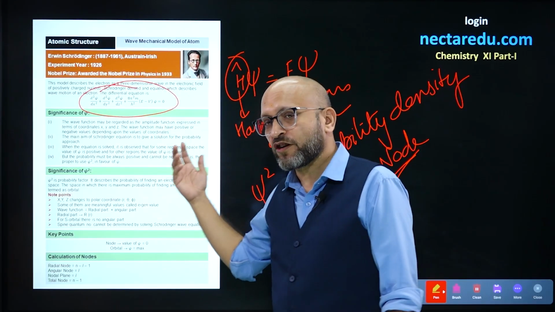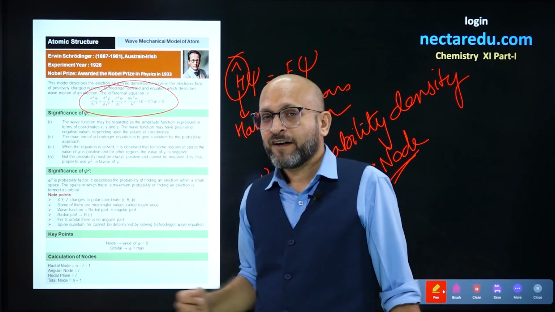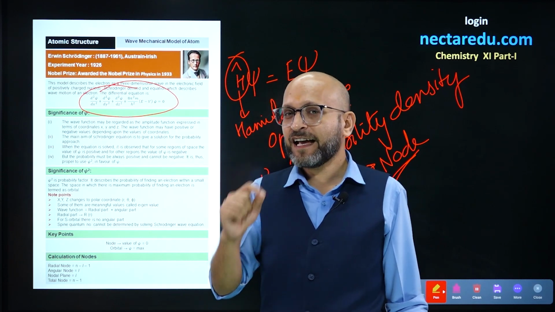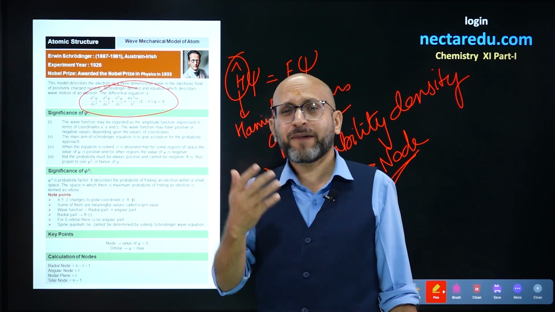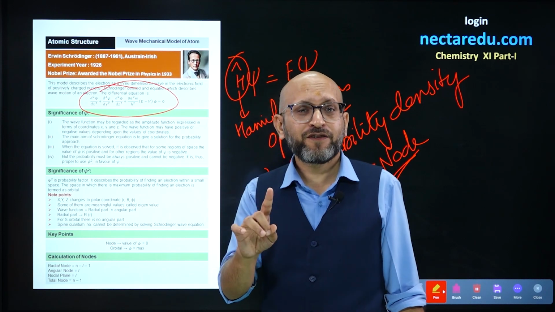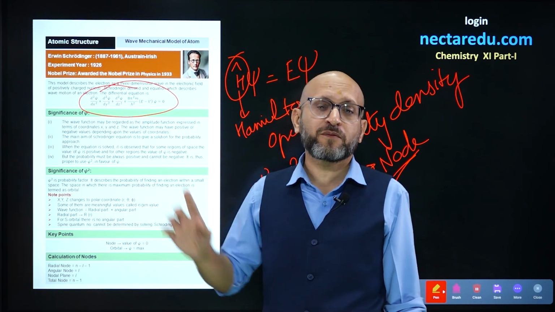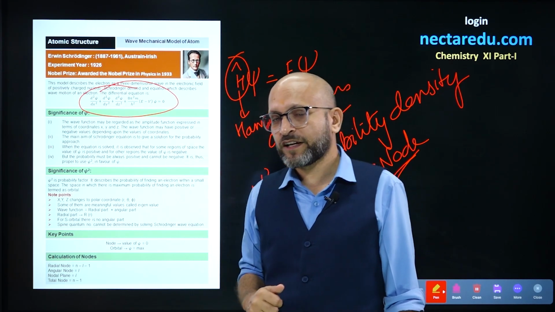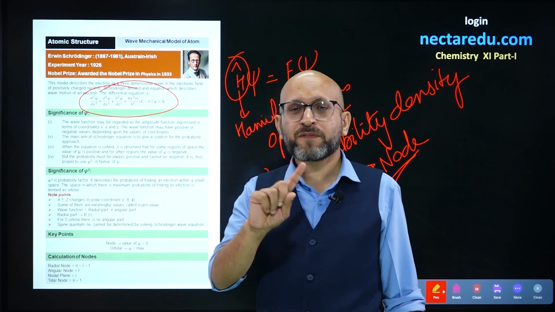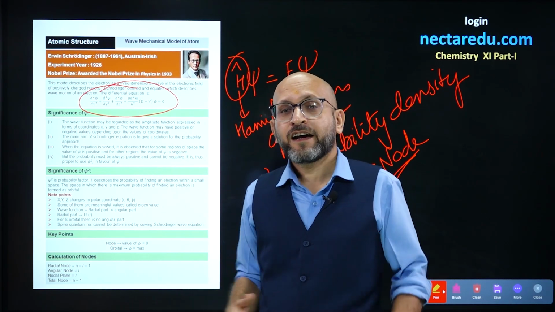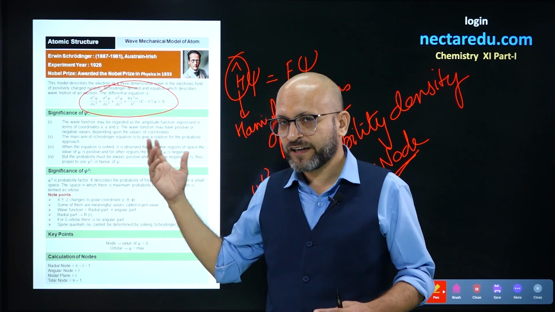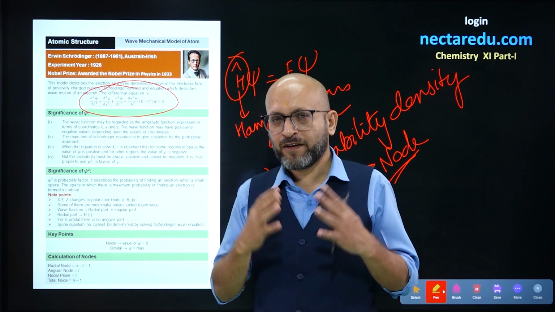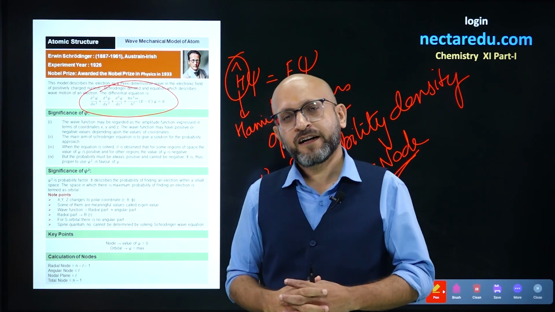From the solutions of this wave equation, we could find quantum number values: principal quantum number n, azimuthal quantum number l, magnetic quantum number m, but we do not get a solution for the spin quantum number from this model. So the first three quantum numbers are calculated from the solution of the Schrodinger wave equation, but the spin quantum number value is not calculated from it. So that is what we could discuss over here. We will be elaborating on quantum numbers in further slides.